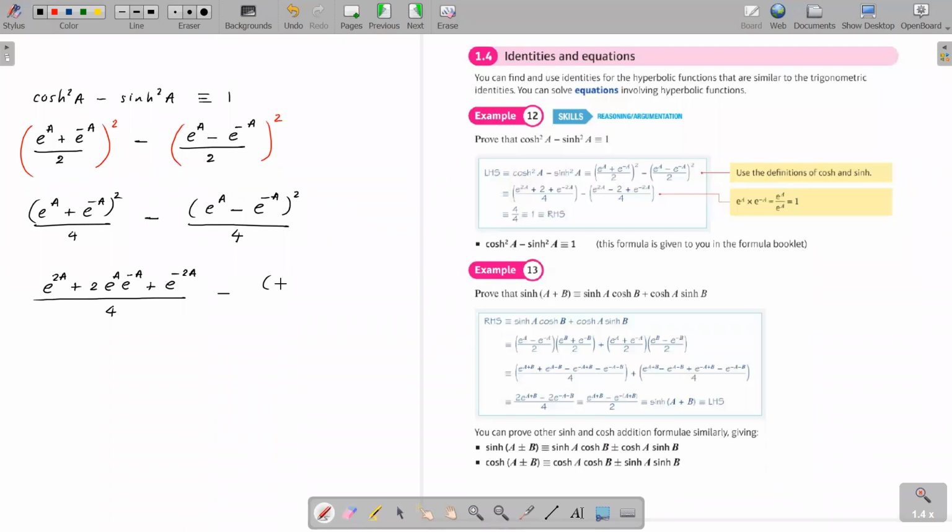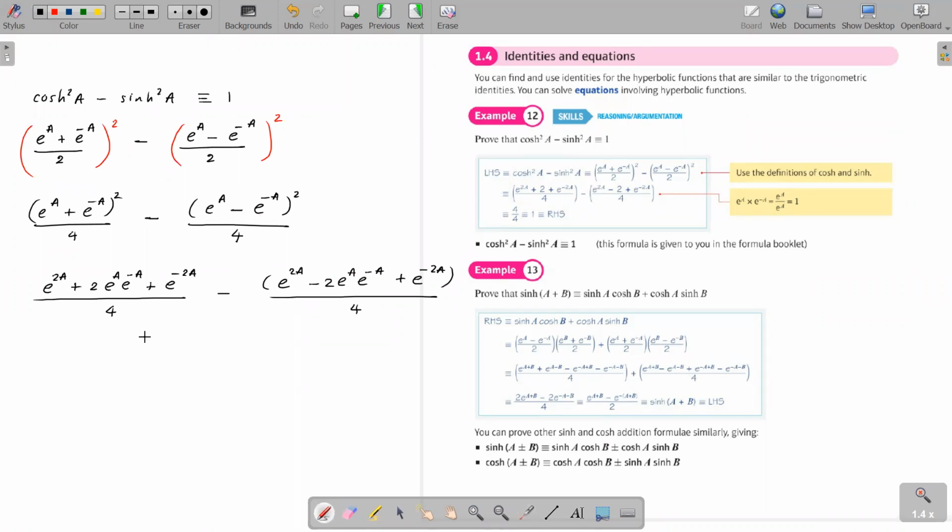Minus, here you get e to the power 2A minus 2 times e to the power A times e to the power negative A, and then plus e to the power negative 2A. This is just expanding the bracket, right, guys? I think these are pretty simple things. You square each term and you take twice the product of these two.